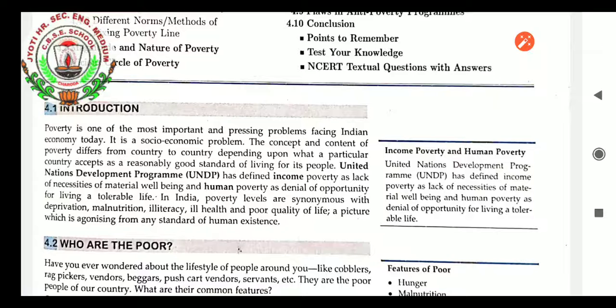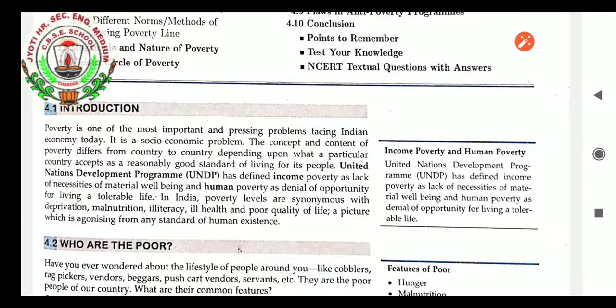The concept and content of poverty differ from country to country, depending upon what a particular country accepts as a reasonably good standard of living for its people. The United Nations Development Program has defined income poverty as lack of necessities of material well-being, and human poverty as denial of opportunity for living a tolerable life. In India, poverty levels are synonymous with deprivation, malnutrition, illiteracy, ill health, and poor quality of life. A picture which is agonizing from any standard of human existence is known as poverty. So the basic problem of India, poverty, has been explained.